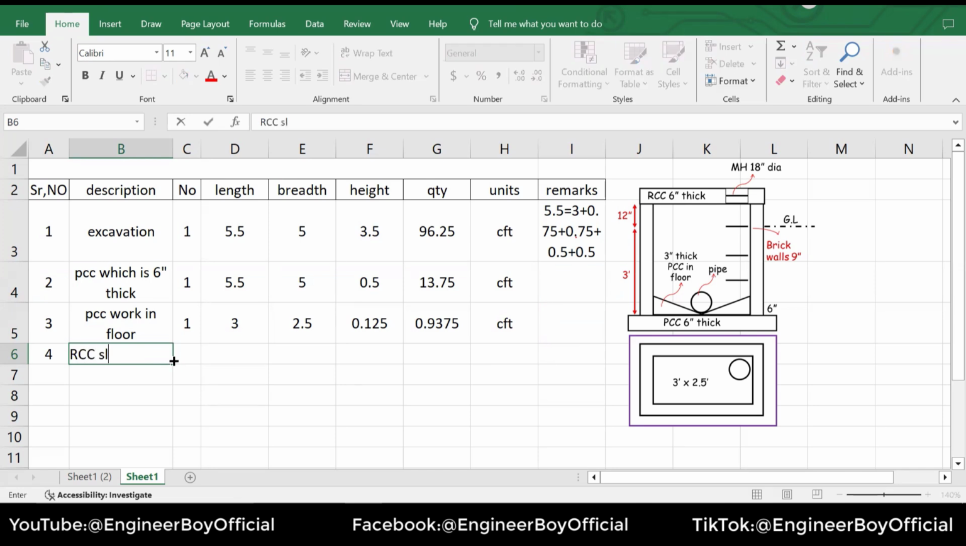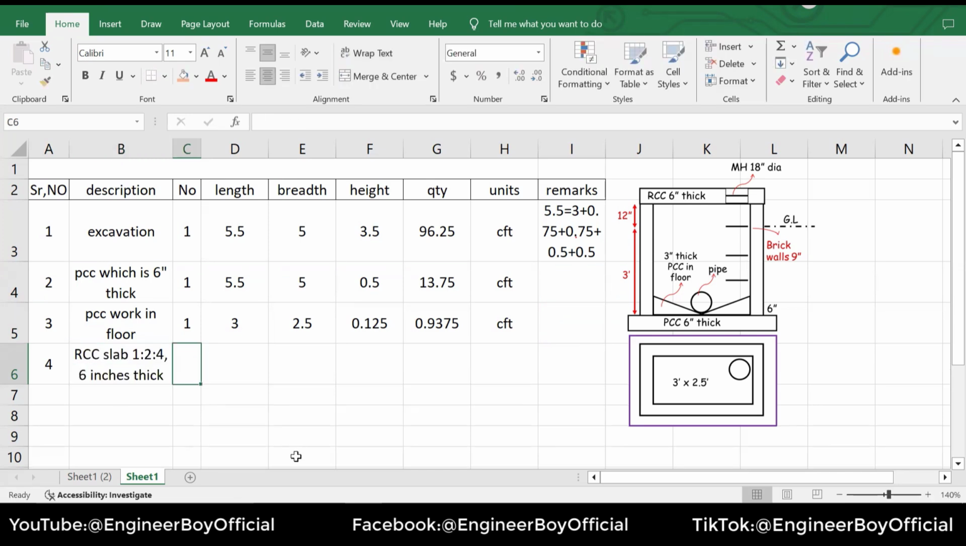So let's say RCC slab. Now, it should be 1 in number and the length. As you can see, the RCC slab is just overlapped on the walls. So the length for the RCC slab can be 4.5.